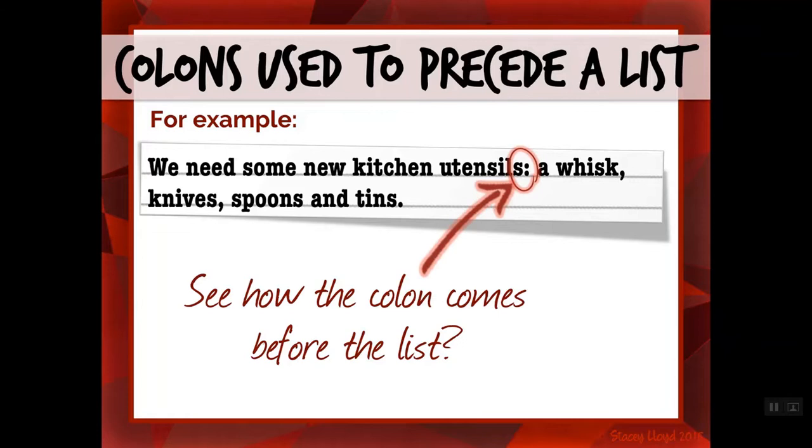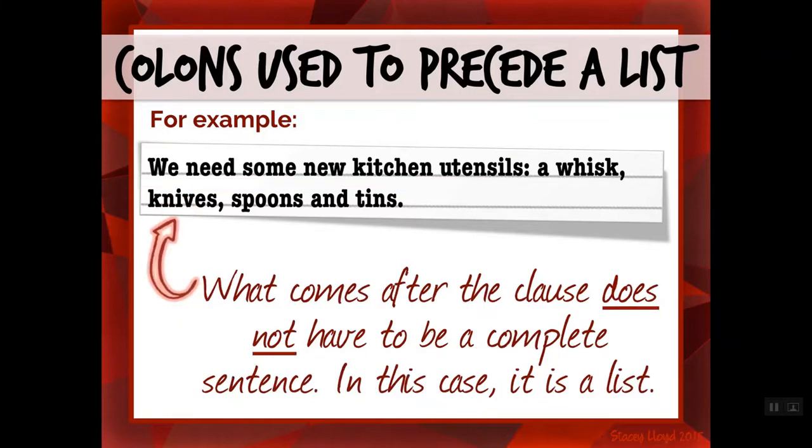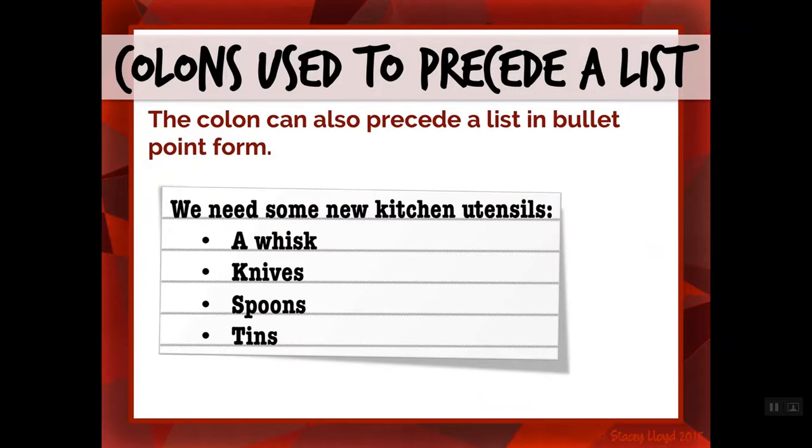So, colon comes before the list. And notice as well that before the list, there's an independent clause, so there's a complete sentence. So you could have a sentence that would read, we need some new kitchen utensils, period. And that's it. But obviously, the list makes it more specific. What comes after the clause does not have to be a complete sentence. Obviously, in this case, it's a list. And you can do it with bullets. Same thing, just in bullet form. And you don't have to use the word and.